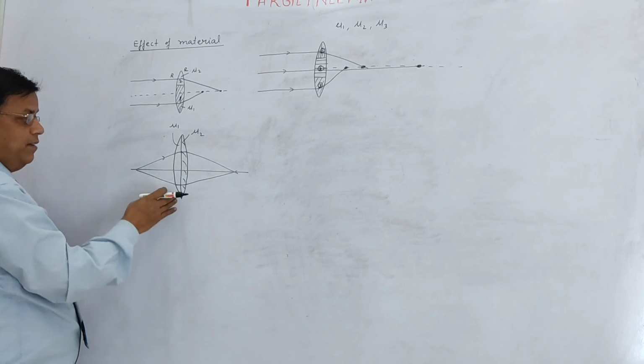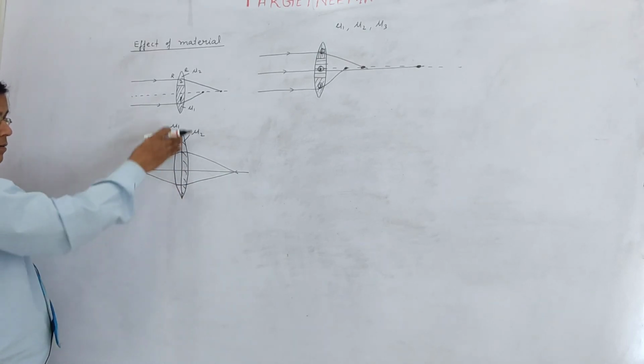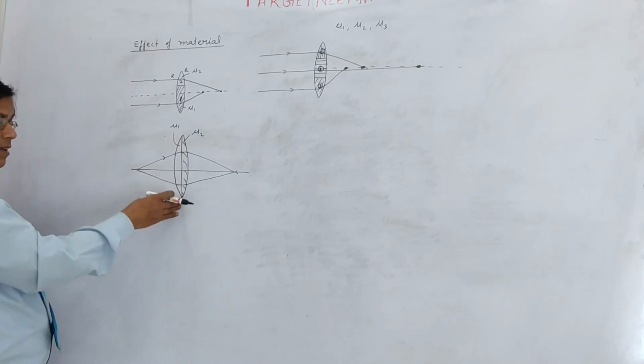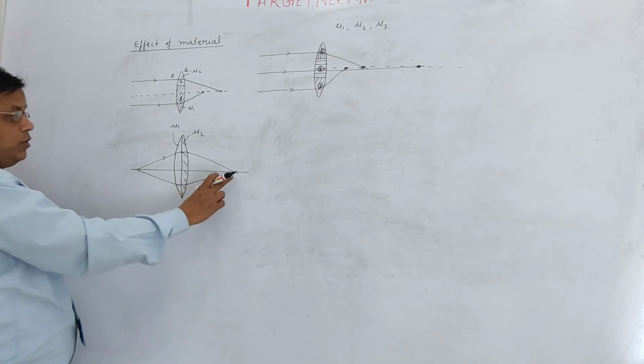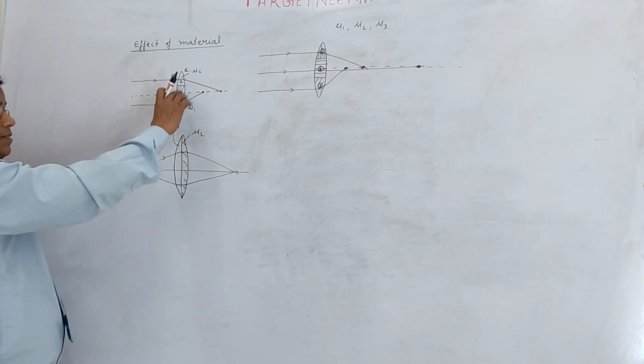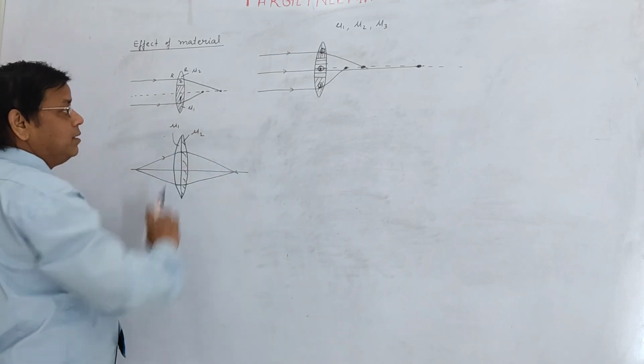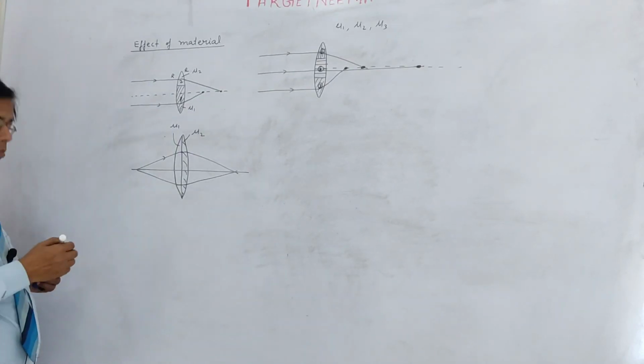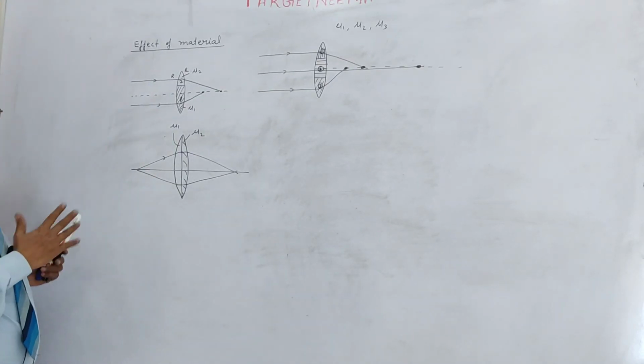So in this case, if the material of the lens is placed like this, then you are going to see only one image. If it is placed like this, then you are going to see different images. Number of materials is equal to number of images. So remember this thing also.